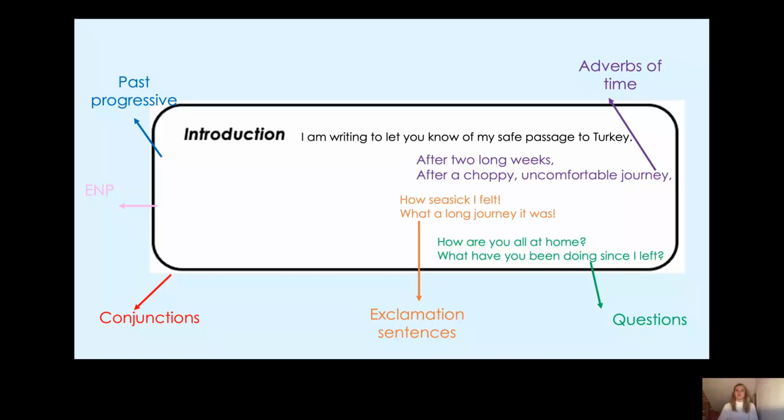Now, what about conjunctions? What subordinating conjunctions have I learned? Well, I've learned when, because, if, after, and before. So I think I'm going to include the sentences. I was so relieved when we finally arrived. So using the subordinating conjunction when. And because the weather was awful, the journey was so uncomfortable. Okay, so that is using the subordinating conjunction because. Okay, and I've used my subordinate clause at the beginning.